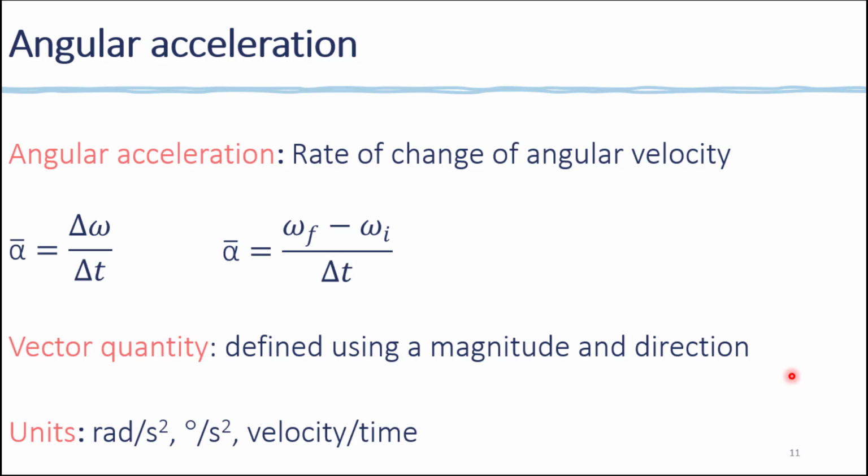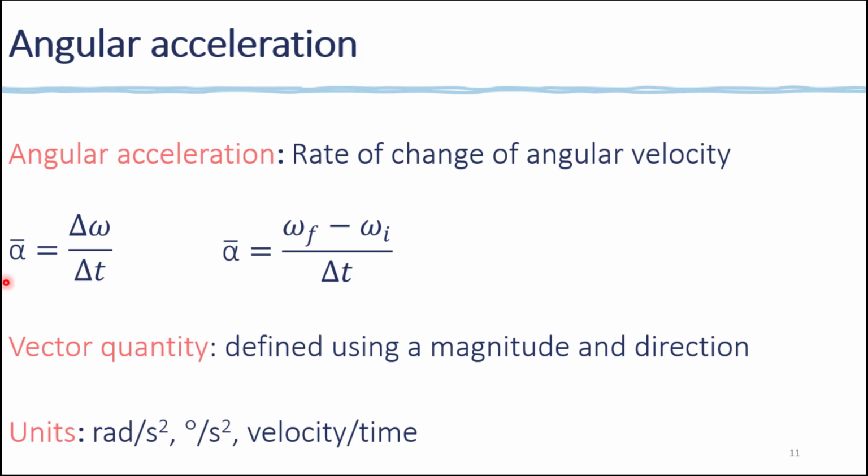Okay, the last topic to discuss in this lecture video is angular acceleration. Angular acceleration is the rate of change of angular velocity. In other words, as the equation states here, angular acceleration is a change in angular velocity, so delta omega, over a change in time, delta t. Angular acceleration is abbreviated with the Greek letter alpha.